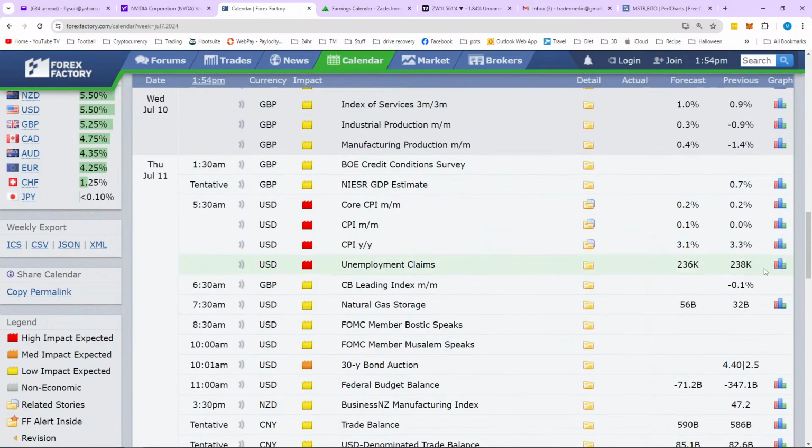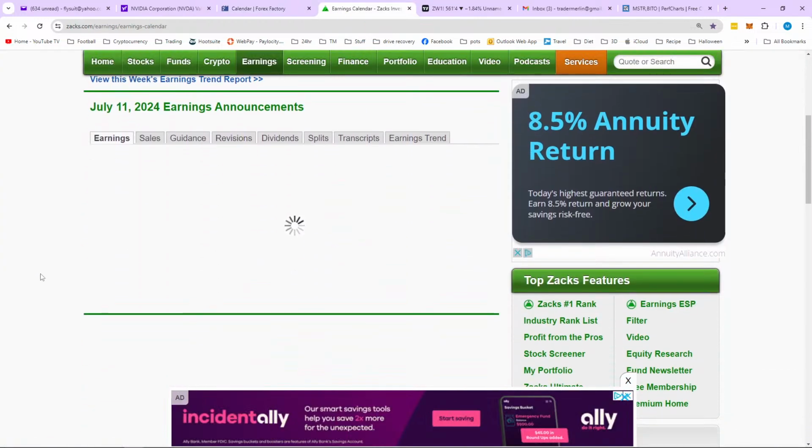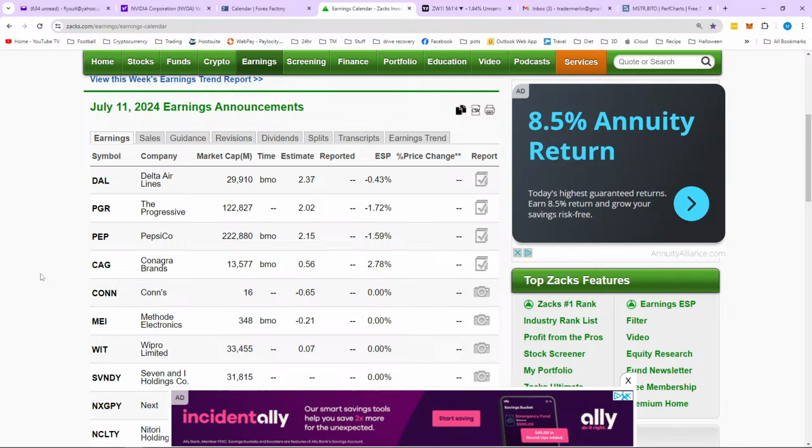That's going to be an hour before the market's open. So this will all be priced in by the time market's open. Earnings-wise, there's nothing tomorrow that's that exciting. It all really starts on Friday. But you see here, we have Delta Airlines, Progressive, you have PepsiCo, ConAgra Brands. That's pretty much it for tomorrow. I don't think any of those are the super movers.